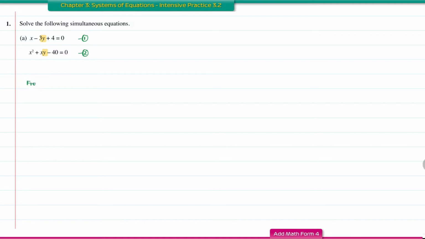So from equation 1, we're going to move this negative 3y to the other side so that it will become a positive 1. Therefore, y is equal to x plus 4 divided by 3. I'm going to label this as equation number 3. Now let us substitute equation number 3 into equation number 2.